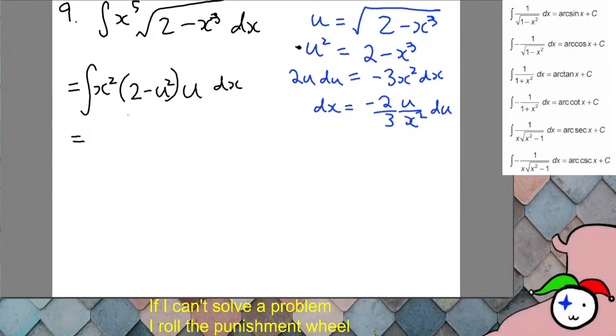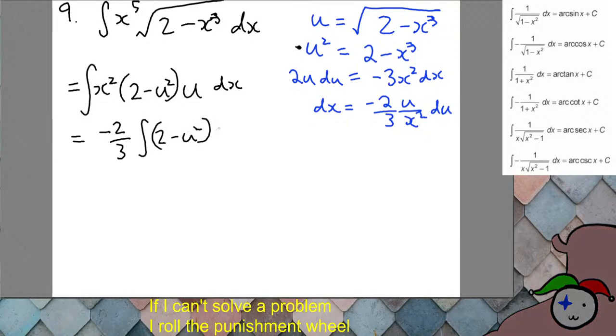So then we substitute the derivative with respect to u here. Then we have minus 2 over 3 times u divided by x squared. So you have 2 minus u squared times u squared du, which is just 2u squared minus u to the 4. So you can solve that fairly easily.